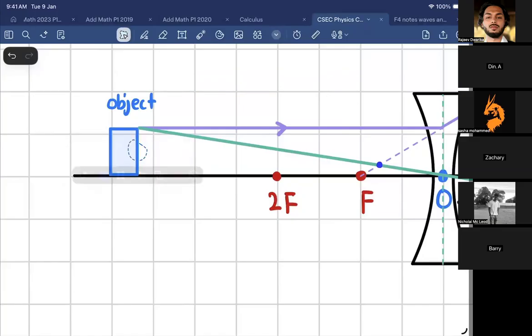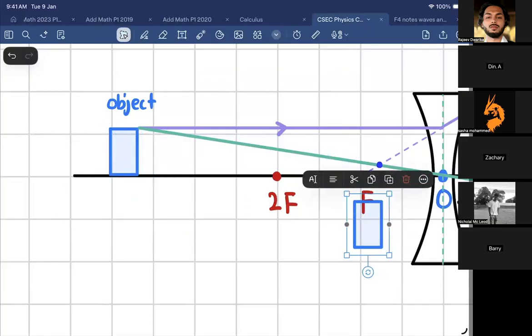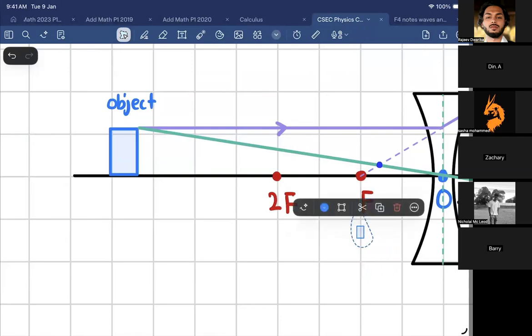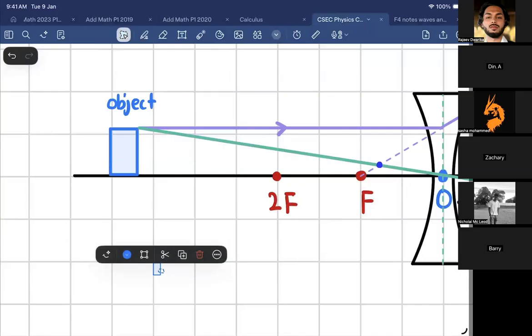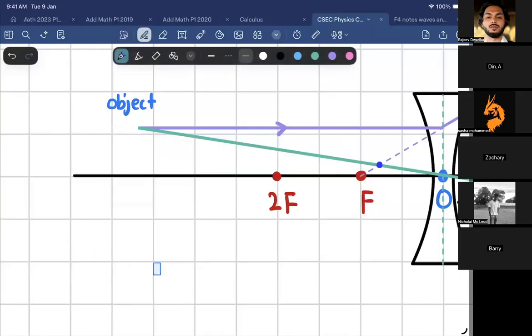So I hope we understand that. Now, as you can see, that is my image. That is going to be the height of my image. So when you're drawing these diagrams, this is what the diagrams typically look like. If I lose one, you just tell me. When you're doing these diagrams, you would have an object height. That arrow over there would represent the height of the object.